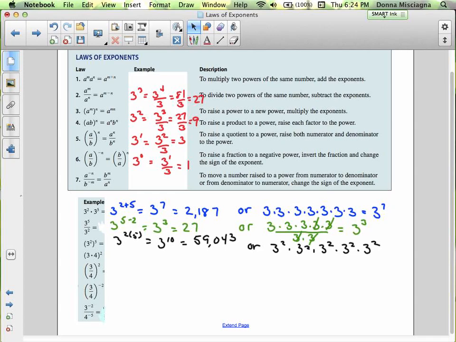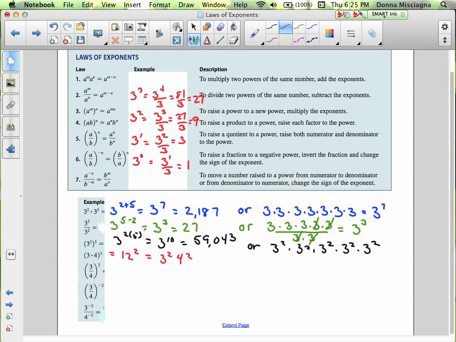If you've got a product raised to a power, you can take care of the parentheses first, multiplying what's inside. Or since it's a product, 3 times 4 squared would be the same as 12 squared. It would also be the same as 3 squared times 4 squared. Only for a product or a quotient, don't ever do that to a sum or difference, right? It would not be the same.